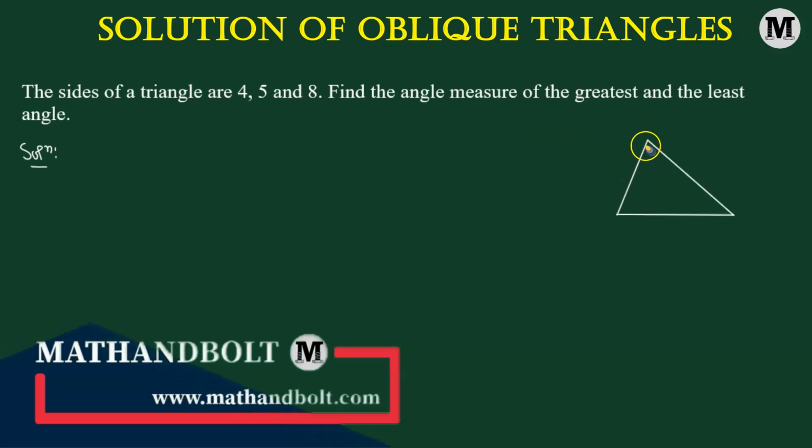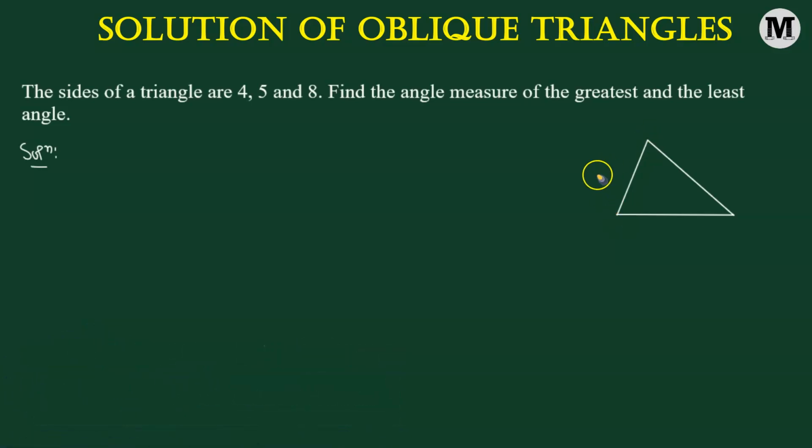Let us start with the smallest, shortest side of the triangle. We're going to denote it by the letter a in lowercase, so that equals 4 units. Then the next side we're going to denote by b in lowercase, which is 5 units, and the third side is denoted by c in lowercase, and that has a measure of 8 units.